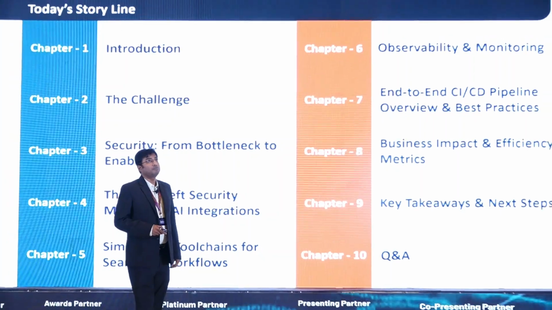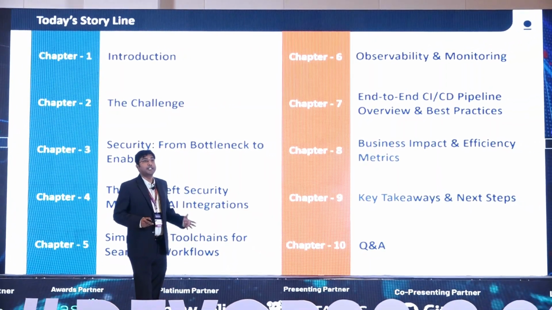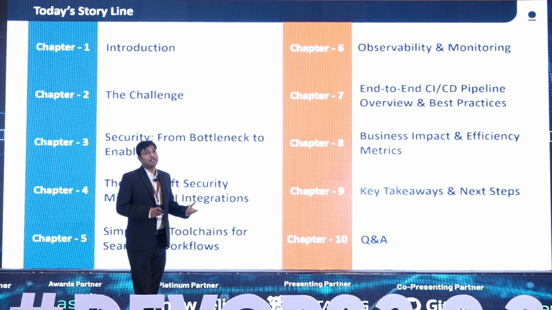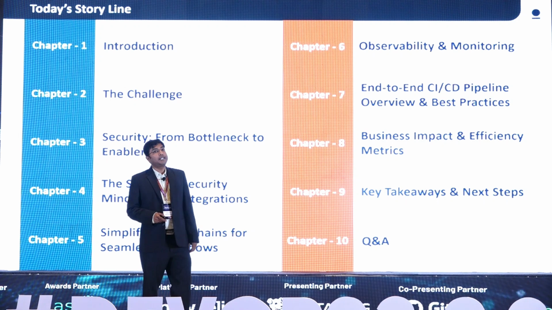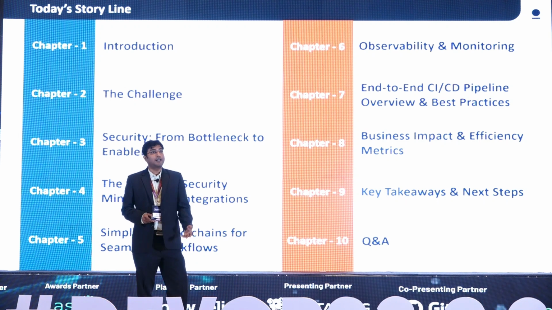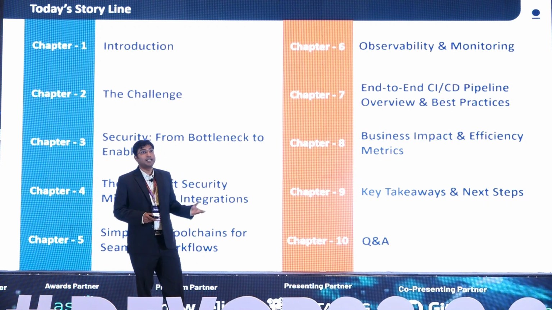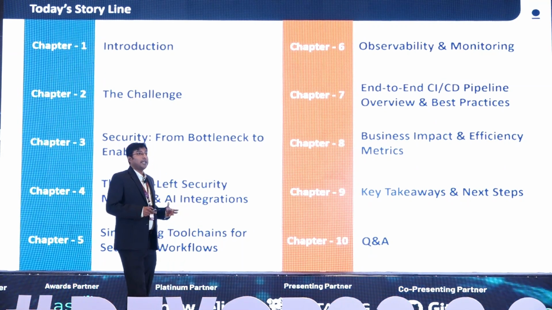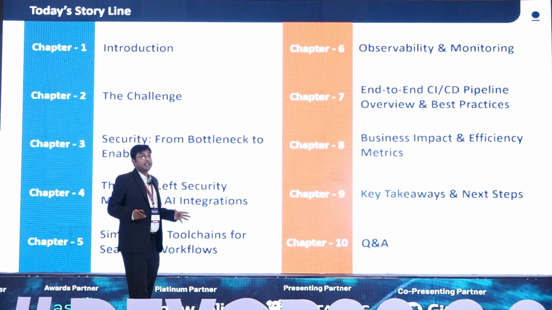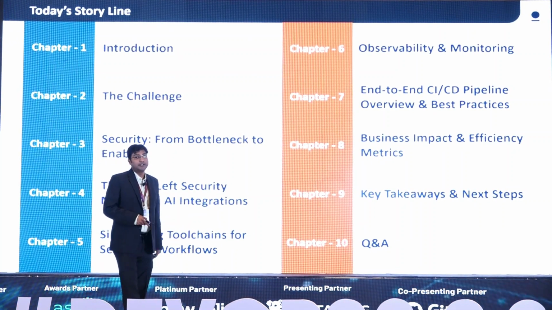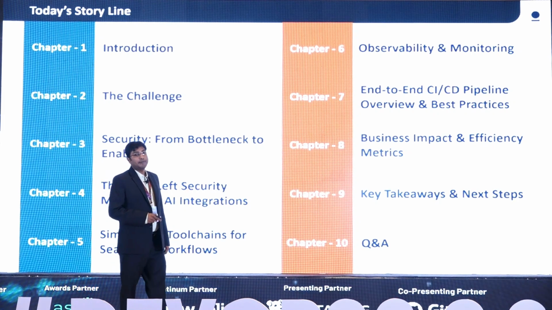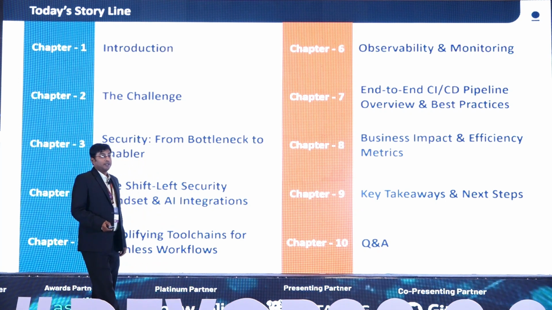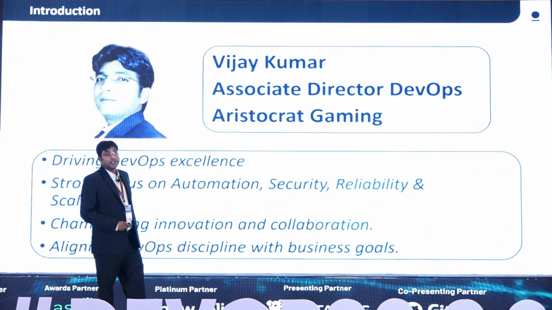Then we have redundant tools across the organization. How can we simplify the tool chain? What things should we consider? Then observability and monitoring. We saw good tools around observability, GitHub, New Relic, and then Datadog. Then how our end-to-end pipeline should look, and then all the security measures we should consider. Then business impact and efficiency metrics, key takeaways, next steps, and then Q&A session. Awesome. So that's my brief introduction.